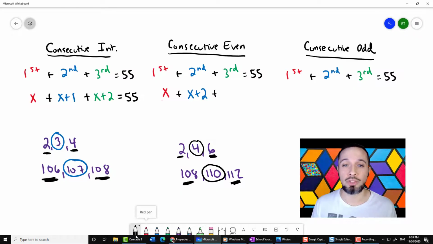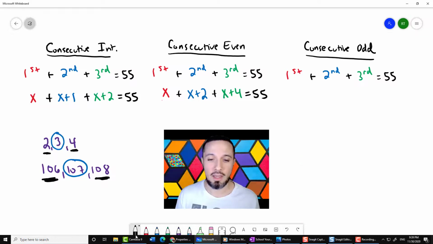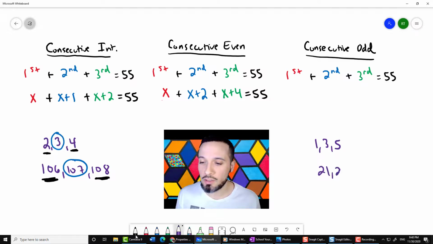So again, it doesn't matter which 3 consecutive evens you pick, the third number will always be 4 more than the first, which means I'm going to put down x plus 4 for my third number there. And then I just put equals 55, and all I'll do is solve for x to figure out what those 3 numbers are. And then lastly, I can make up an example for consecutive odd numbers. So for example, I could use 1, 3, 5, or I can use 21, 23, 25.